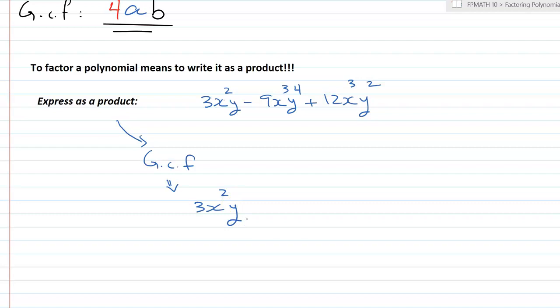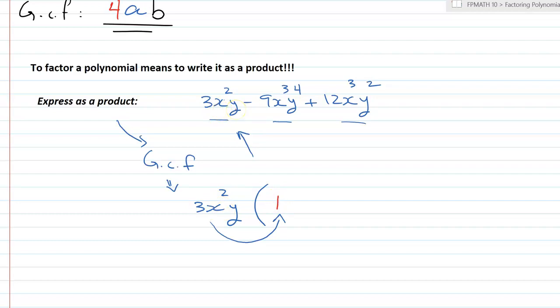And to write it as a product, we're going to open up a bracket. So that's the first thing we do. We're going to write the GCF first outside of the bracket. And then inside of this bracket, we have to have three terms. 1, 2, 3. And what it means is that you're going backwards. So now you're going to say, what do you have to multiply 3x squared y by to get 3x squared y back? Well, that's 1. So 1 times 3x squared y is 3x squared y.